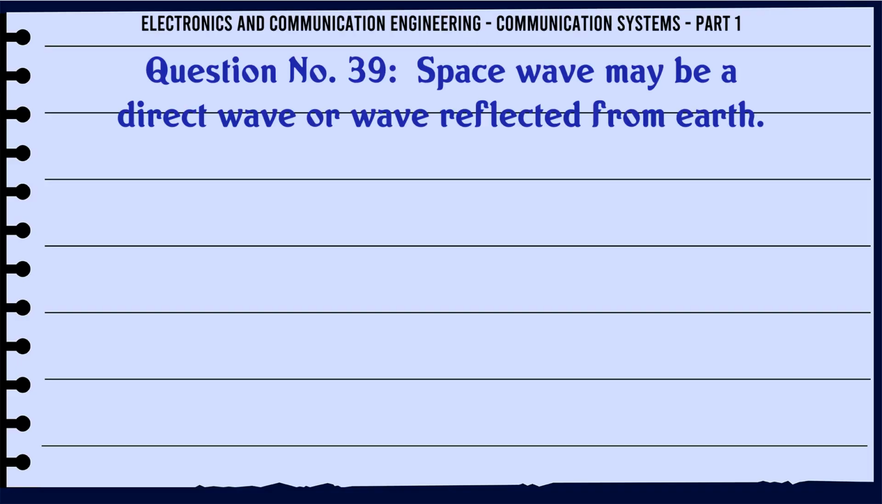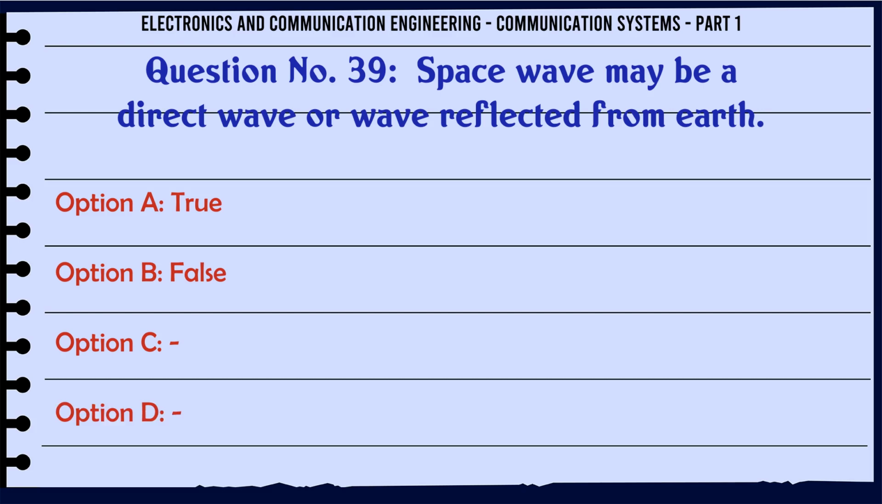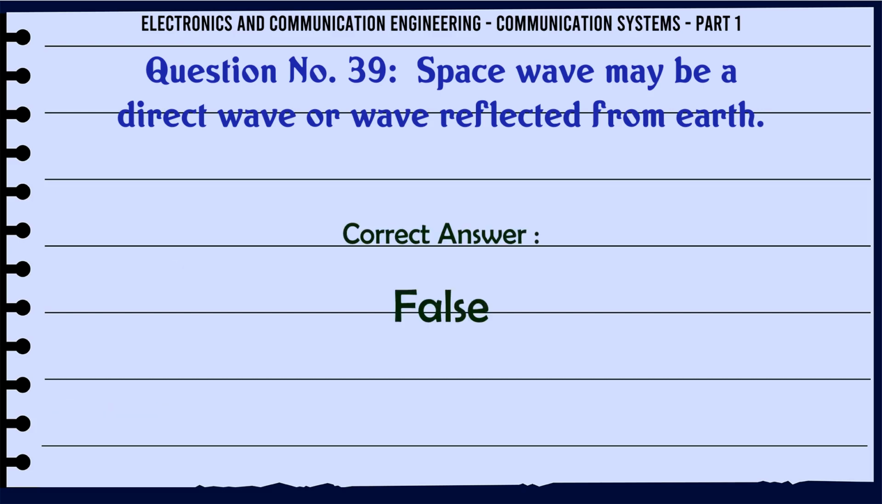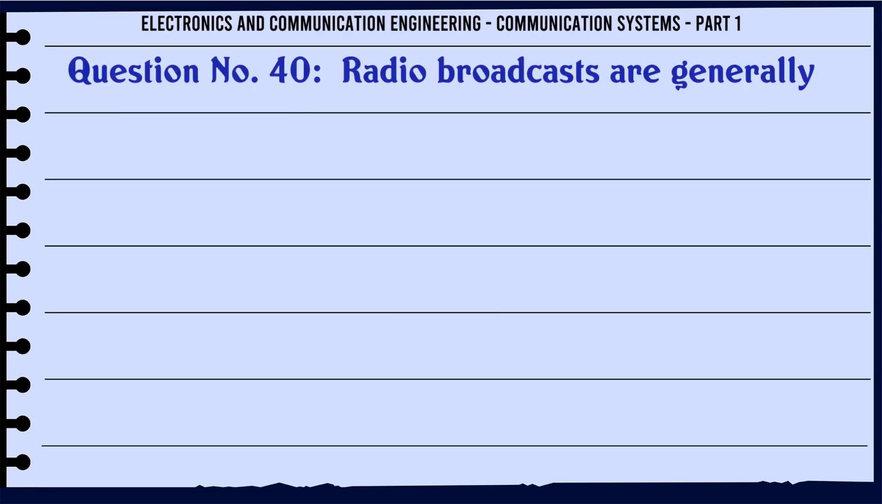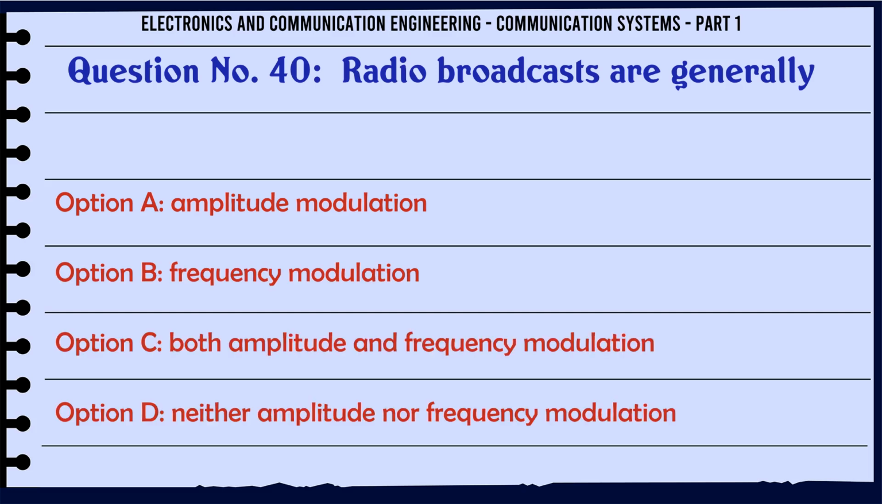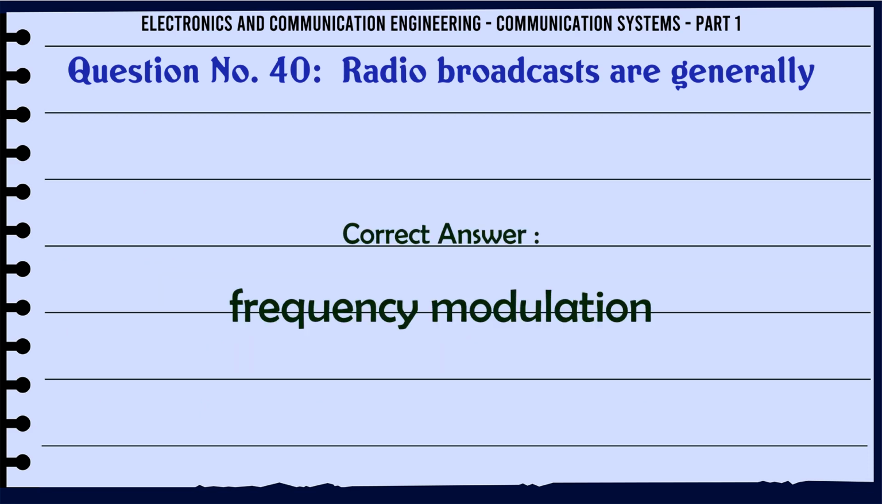Space wave may be a direct wave or wave reflected from Earth. A. True. B. False. The correct answer is false. Radio broadcasts are generally A. Amplitude modulation. B. Frequency modulation. C. Both amplitude and frequency modulation. D. Neither amplitude nor frequency modulation. The correct answer is frequency modulation.